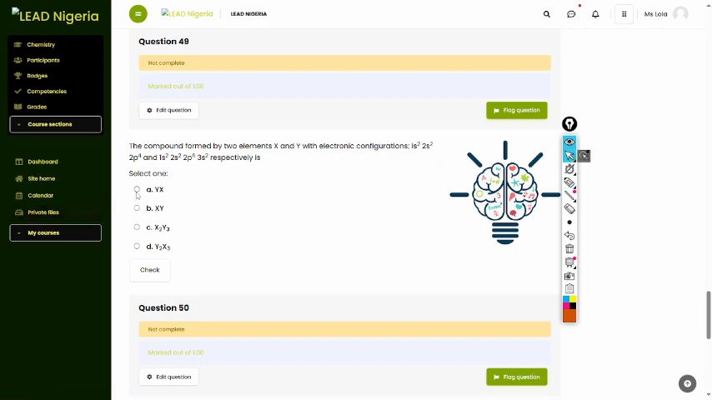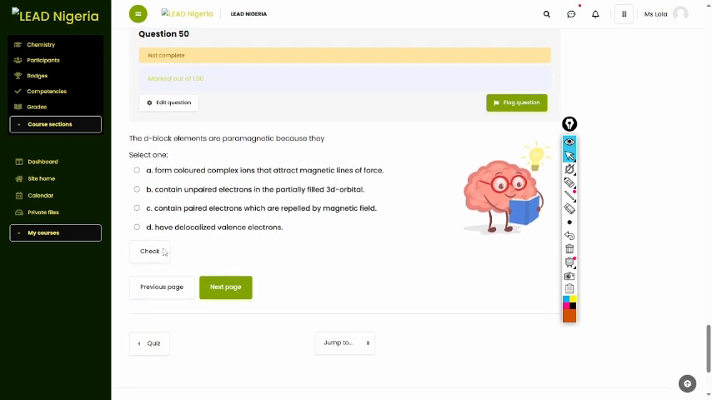So we go with A. Alright. The D block elements are paramagnetic because they. So paramagnetism describes the behavior of an atom in a magnetic field, and that is influenced by the number of unpaired electrons that atom has. So the higher the number of unpaired electrons, the higher its paramagnetism.